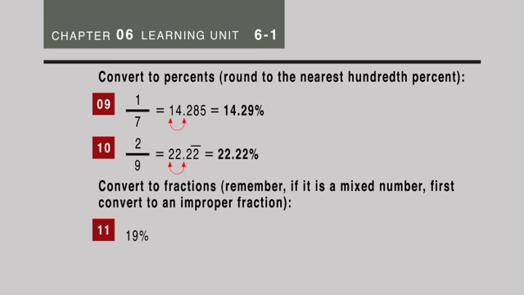Number 11, we're going to convert to fractions. Keep in mind, if it's a mixed number, first convert it to an improper fraction. So we've got 19%. We simply multiply by 1/100, and it ends up being 19/100ths.